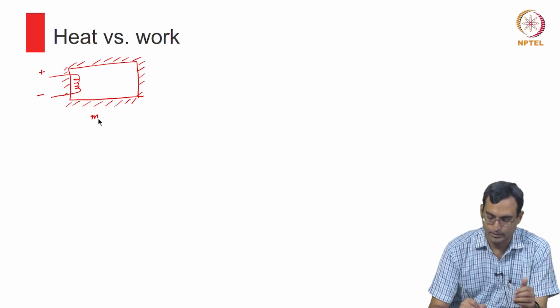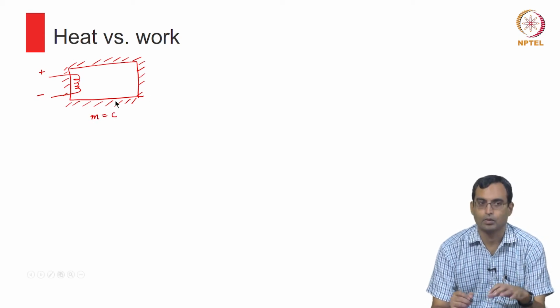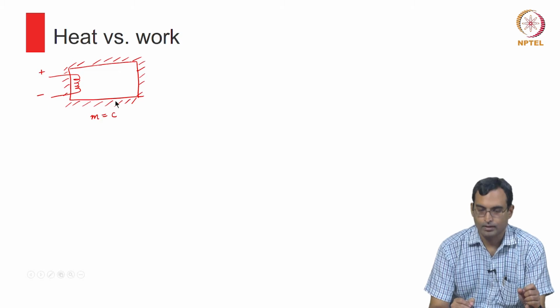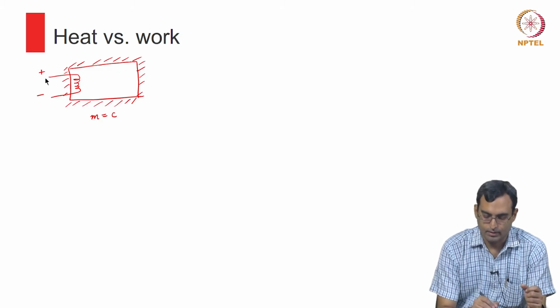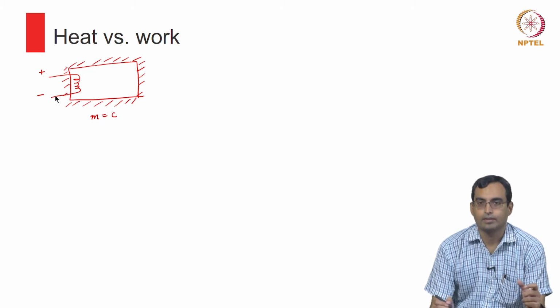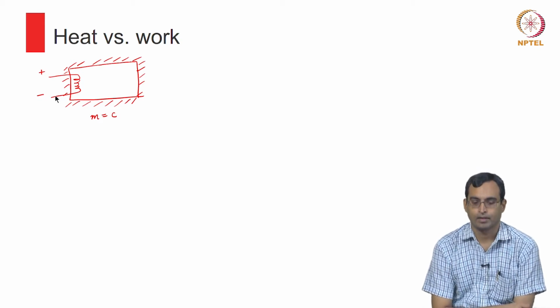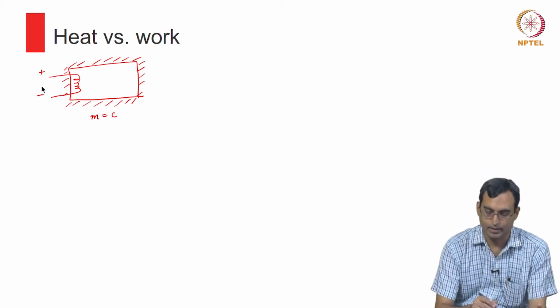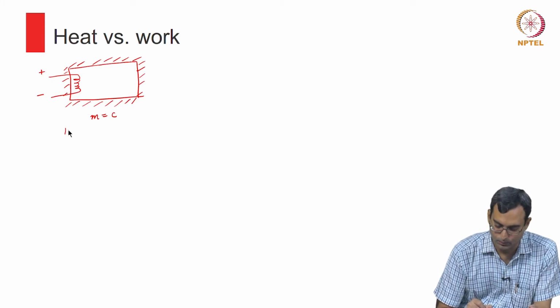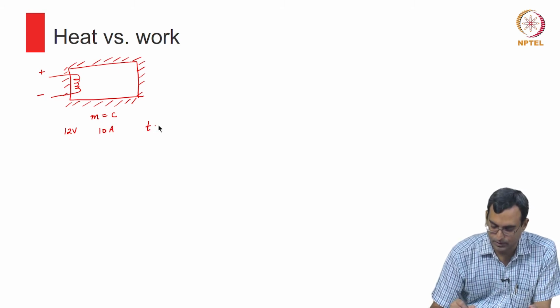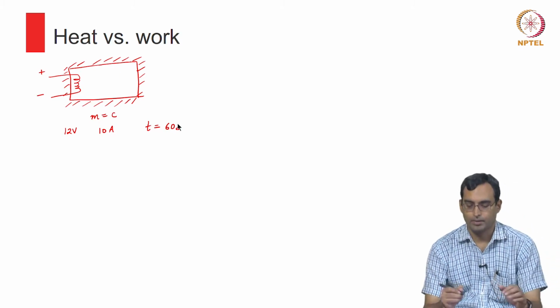The mass is constant because it is a system, it is closed, mass is constant. There is electrical power being sent in through this coil. So is there heat transfer or is there work done in this case? So that is something which we can look at. So for example, let us say that this voltage is say 12 volts. Let us say the current is 10 amperes and this goes on for a time of say 1 minute, which is 60 seconds.